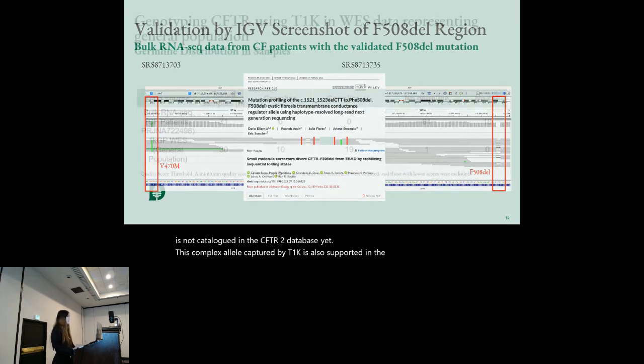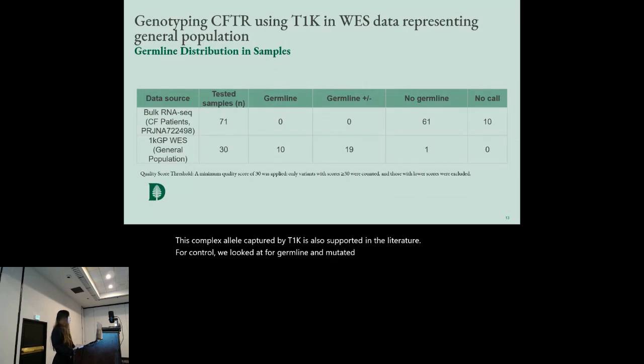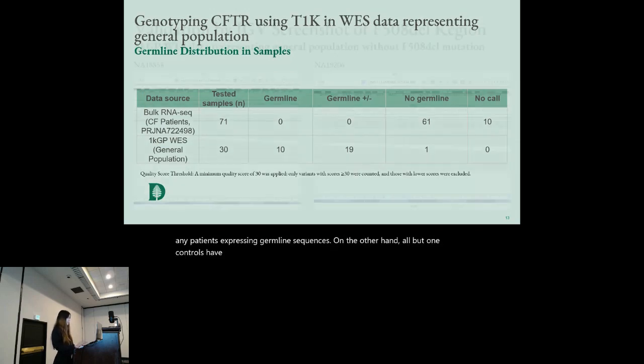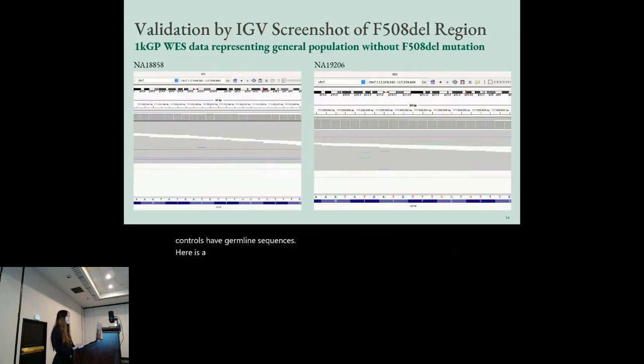For control, we looked for germline unmutated sequences, and T1K did not find any patients expressing germline sequences. On the other hand, all but one controls have germline sequences. Here is a visual confirmation for the general population, and in both samples, the realignment shows uninterrupted coverage across the F508 deletion region.